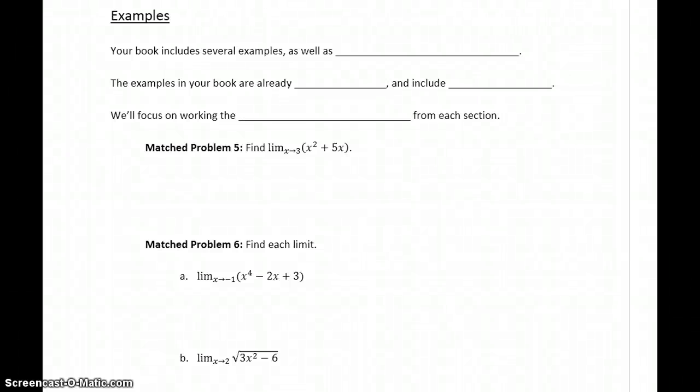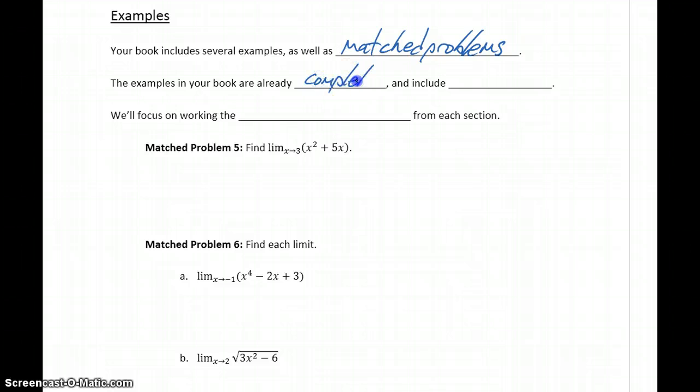The textbook for this class includes several examples as well as what it refers to as matched problems. So the examples in the book are already completed. There's a written description of how to walk through those step by step. And then if you open the e-text, there are also links to open up video demonstrations of how to work through each of those examples.